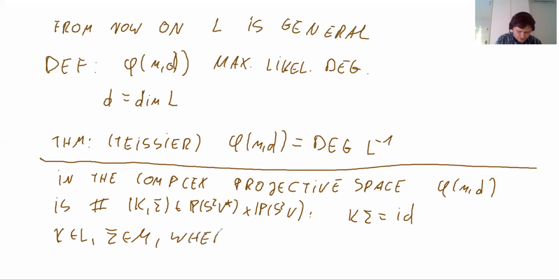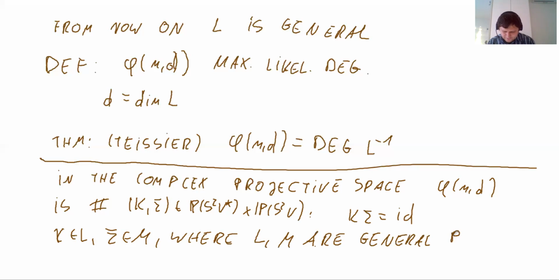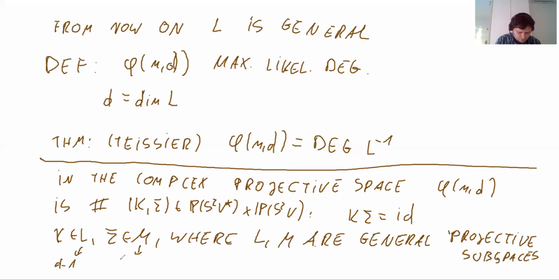Where L, M are general linear projective subspaces. Okay, well, what's the dimension? So this one has dimension d minus 1, and this one has codimension d minus 1. So that we actually get a finite number of points. So we managed to translate the maximum likelihood degree into a kind of counting problem.